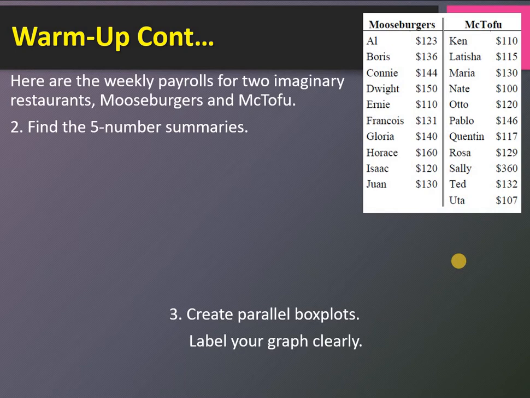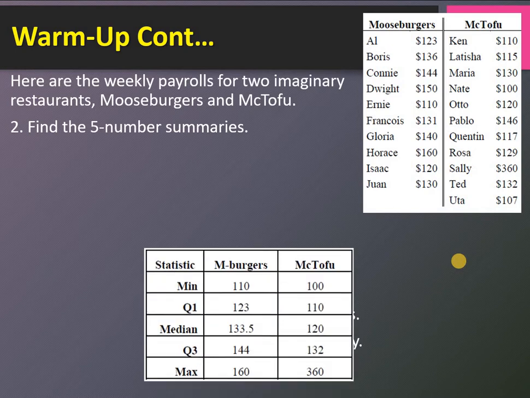5 number summary. Let's talk about Moose Burgers. What is the minimum for Moose Burgers? 110, quartile 1. 123, median. 133.5, quartile 3. 144, and max. But all of those are in terms of dollar bills, y'all. So McTofu, minimum. 100, quartile 1, 110, median, quartile 3, and maximum.